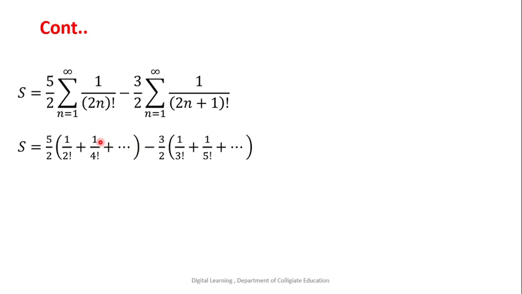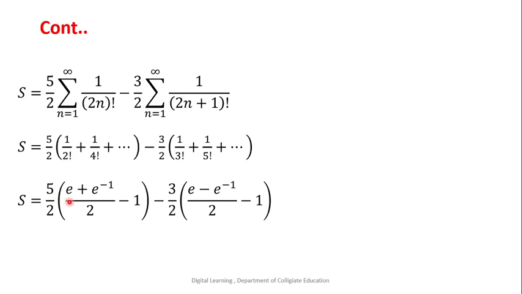We know the formula 1 plus 1 by 2 factorial plus 1 by 4 factorial plus so on is equal to (e plus e to the power of minus 1) by 2. Here the summation is starting from 1 by 2 factorial, therefore this can be written as (e plus e to the power of minus 1) divided by 2 minus 1. Simplify, we get the solution 1 by 2 times (e plus 4e to the power of minus 1 minus 2). Now we go to another example.